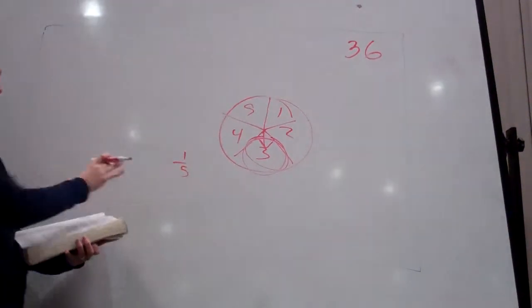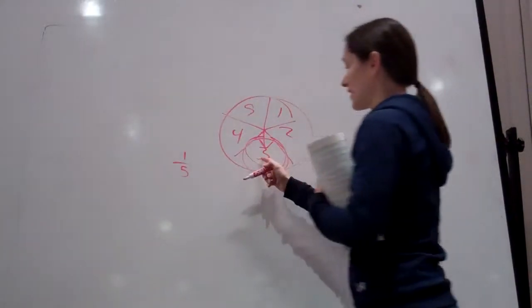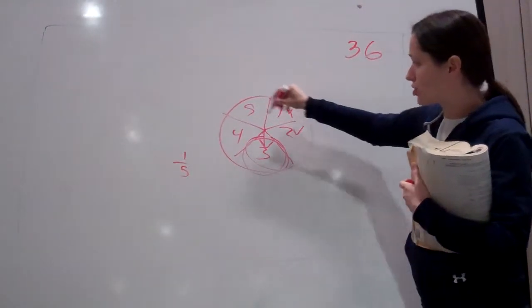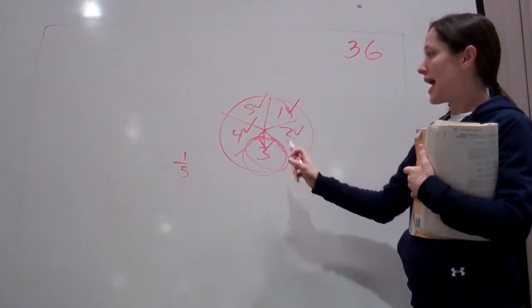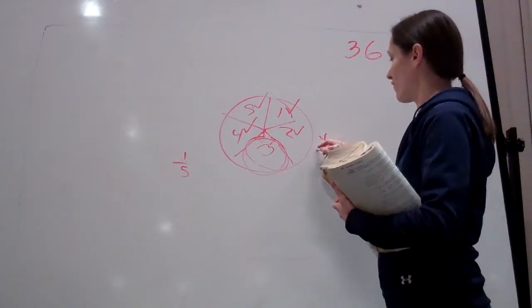Everybody see that? Okay, what are my chances of not stopping on 3? 4/5. Okay, that means if I don't stop on 3, I have 1 chance, 2 chances, 3 chances, 4 chances out of 5 chances. Got it? So that would be 4/5.